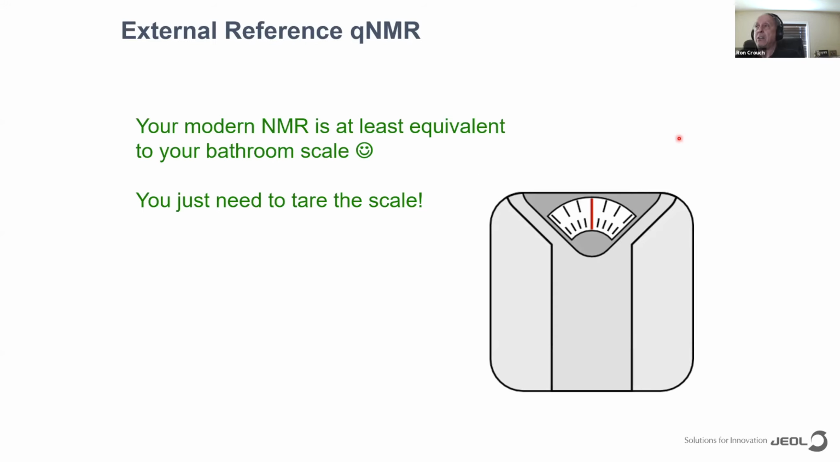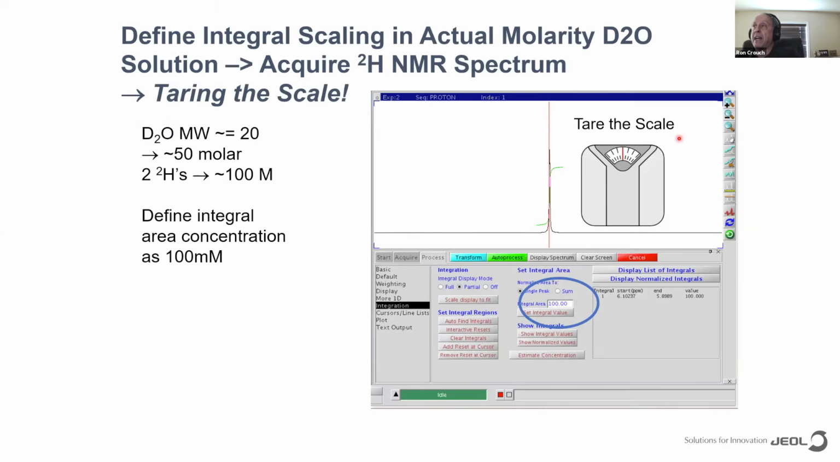All right, you have a bathroom scale. You would like to think that your NMR is at least as good. You just need to tare the scale. So by example, I put in an NMR spectrometer a sample of essentially 100% D2O. I acquire a deuterium NMR spectrum. And I set this saying, well, gee, it's roughly 100 molar, being 2 protons, but it really doesn't matter what I assign this to. The fact of 100 would mean that that's 100%, pure and simple. So we've defined this concentration.